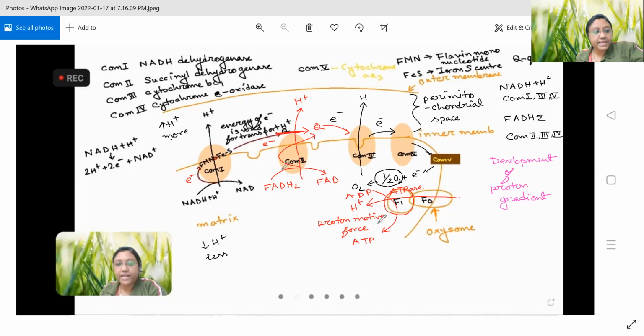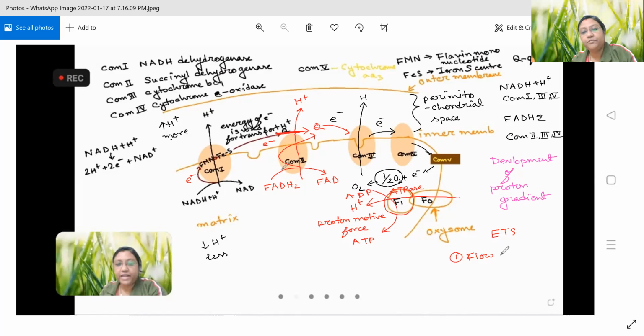So if you see in ETS, that is electron transport pathway, very important things are occurring. First thing that is occurring is electron flow. So in ETS, three main incidents are occurring. One is flow of electron.